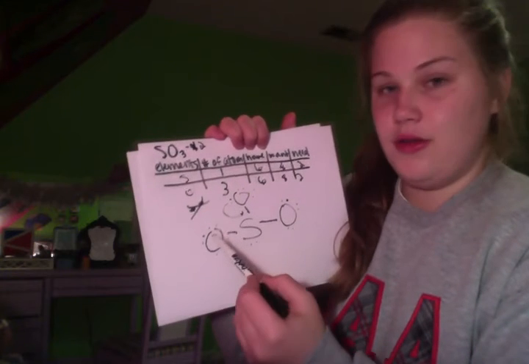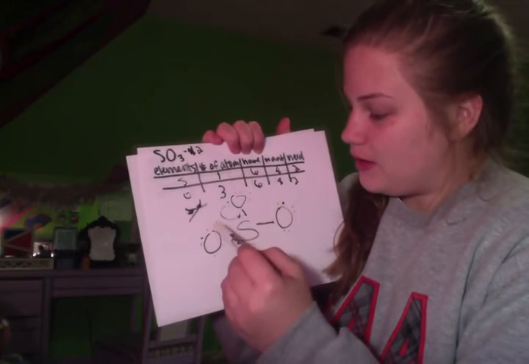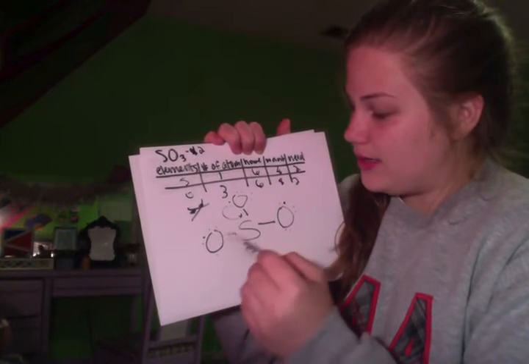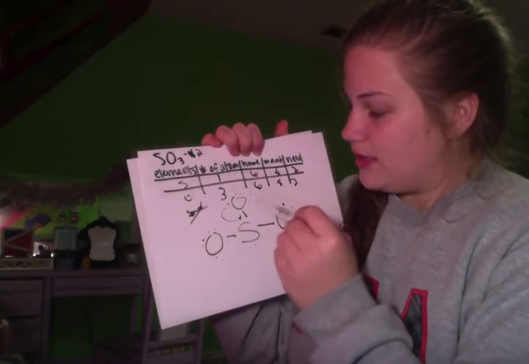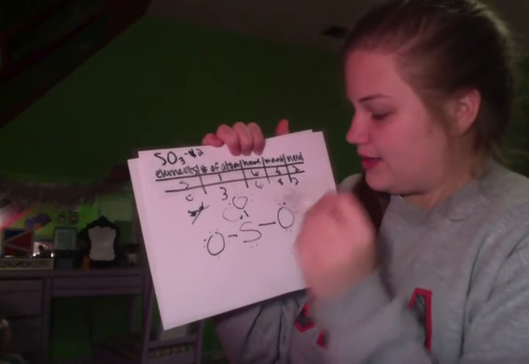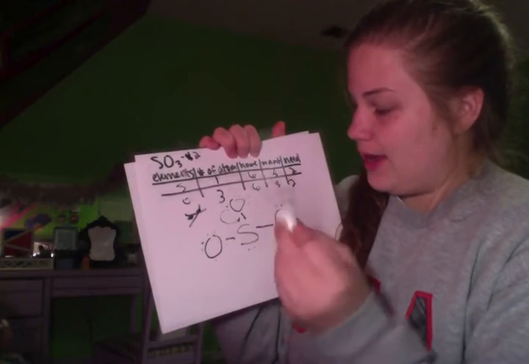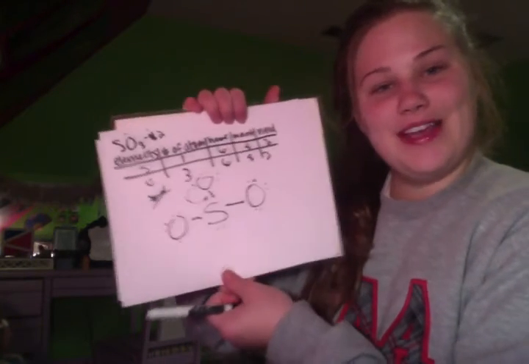And then you count again: 2, 4, 6, 8, 2, 4, 6, 8, 2, 4, 6, 8, 2, 4, 6, 8. So that's happy. And that's how you do that one.